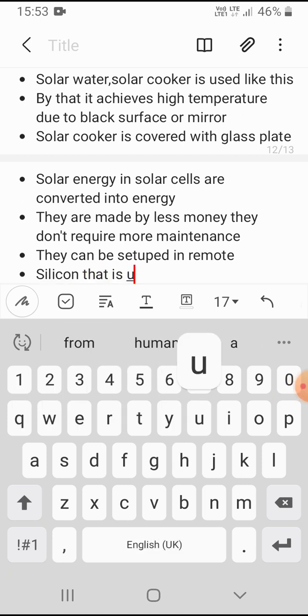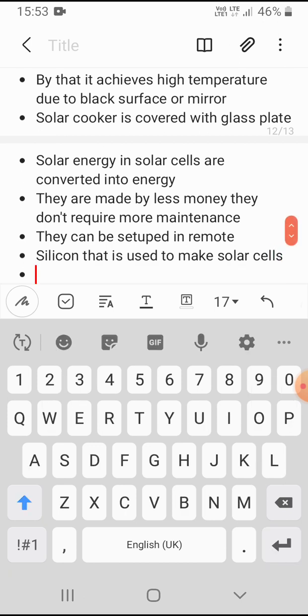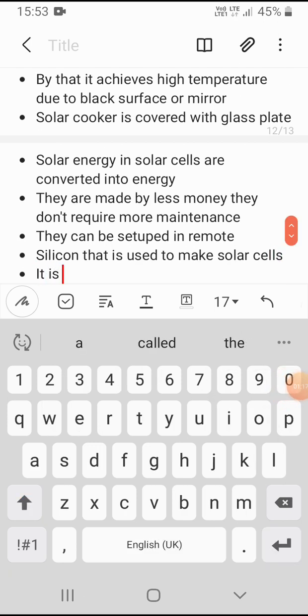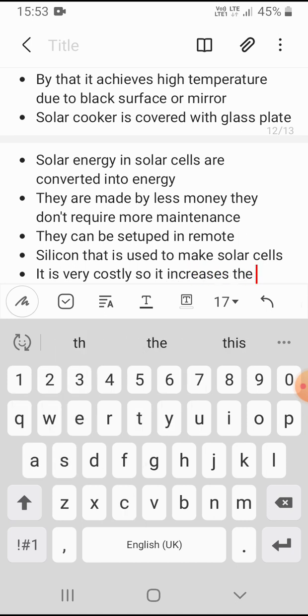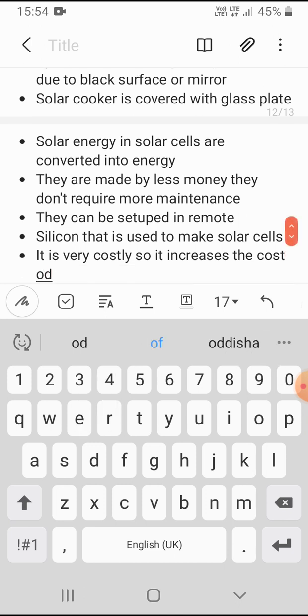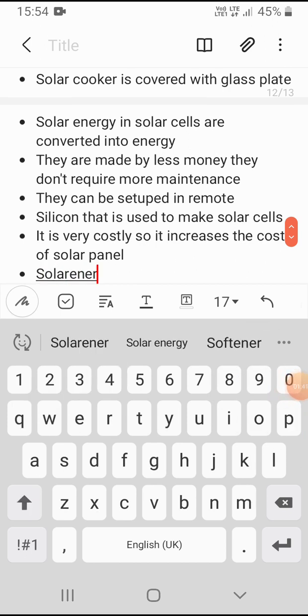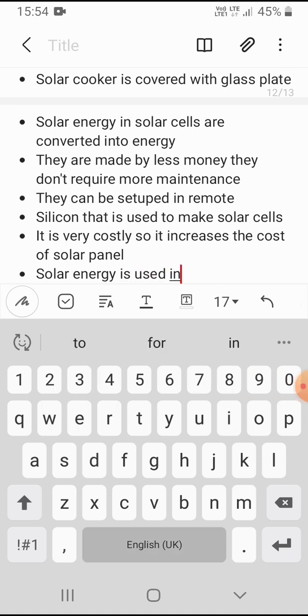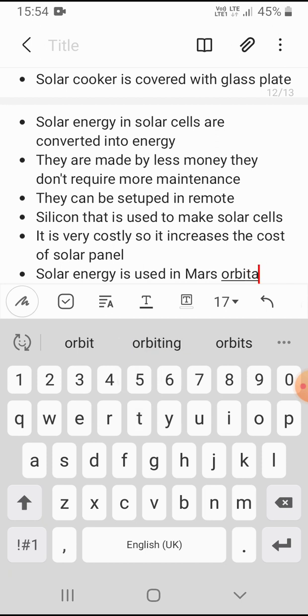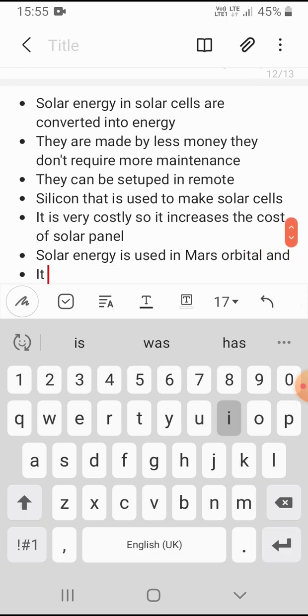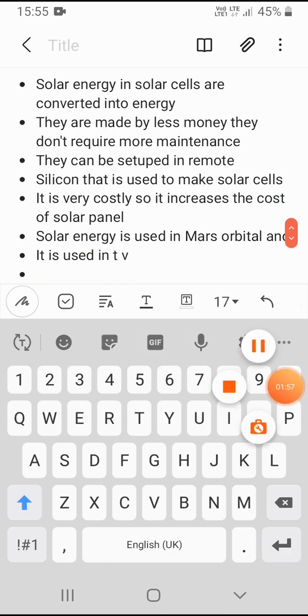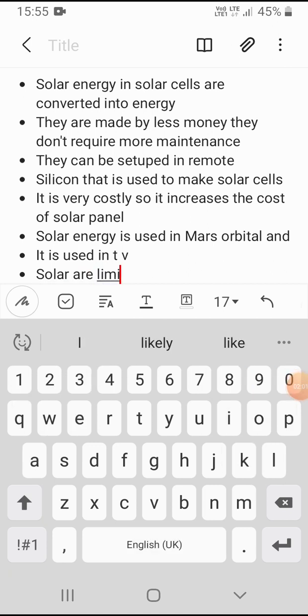Silicon is used to make solar cells. That silicon is very costly, so it increases the cost of the solar panel. Solar energy is used in Mars orbiters, and it is used in TV. Solar cells are limited due to cost.